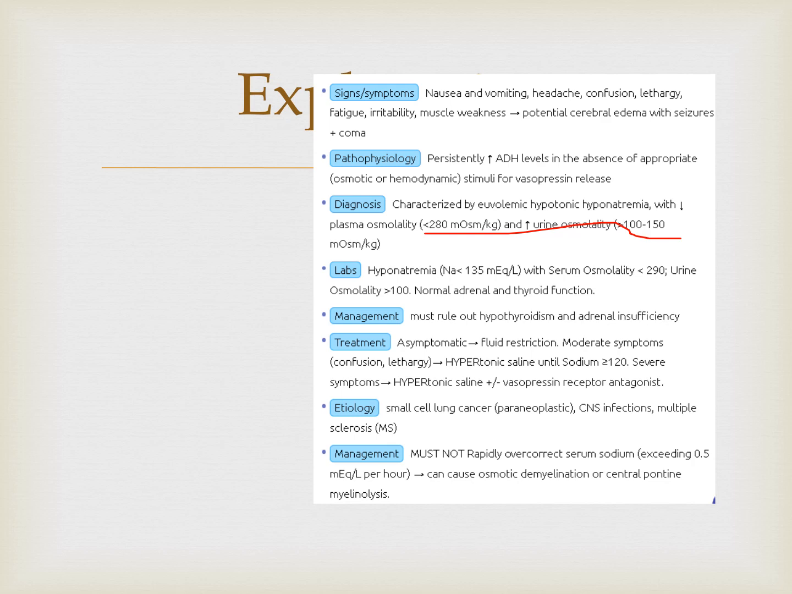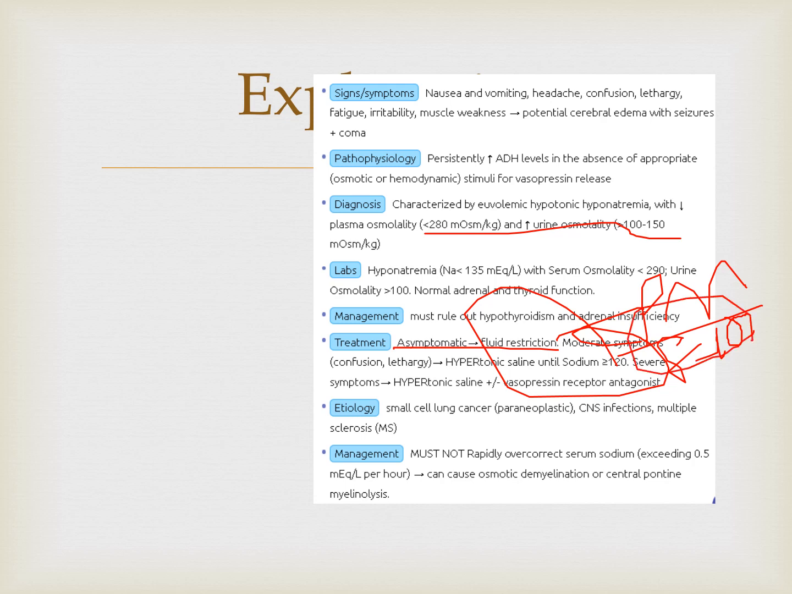Treatment: if asymptomatic, you fluid restrict them. If you have moderate symptoms, you can give them hypertonic saline until the sodium becomes 120. The one thing that you should remember again in this type of treatment is central pontine myelinolysis. If you correct more than 8 to 10 milliequivalents per day, quicker than this, you have CPM. Some of the causes we talked about: small cell lung cancer, paraneoplastic, CNS infection, multiple sclerosis, MS. So this is one thing that you should know.